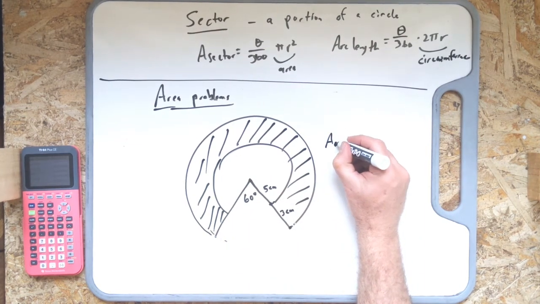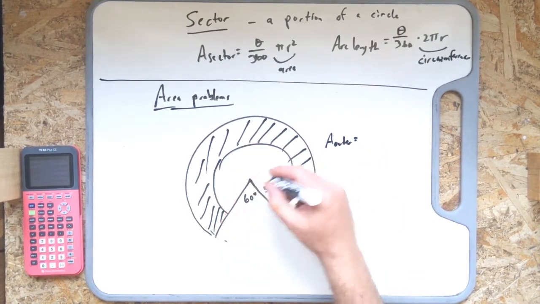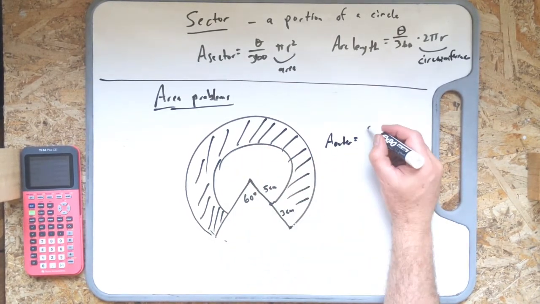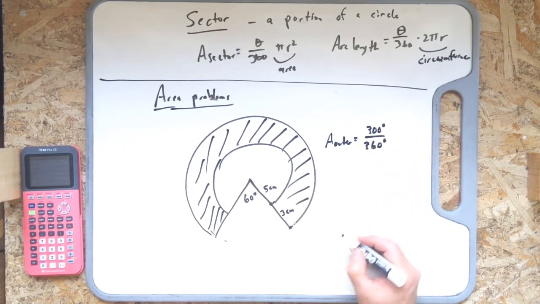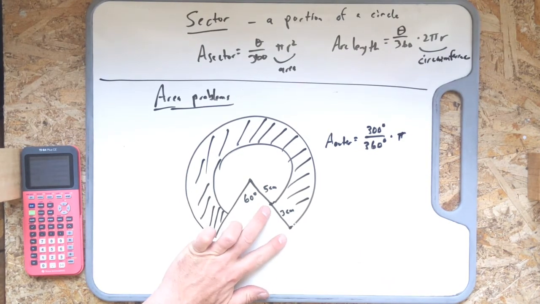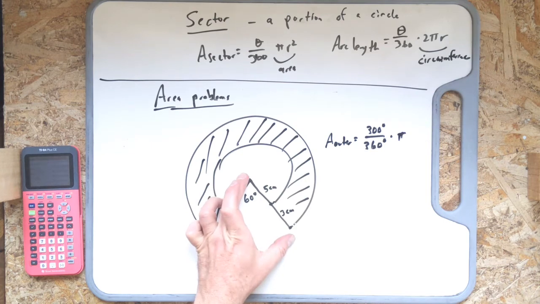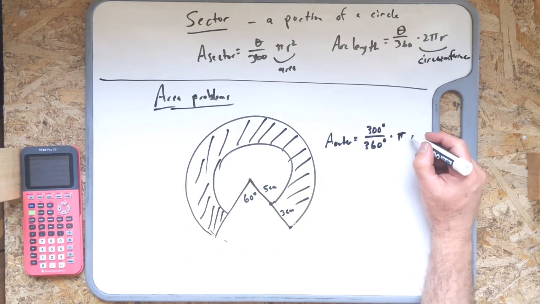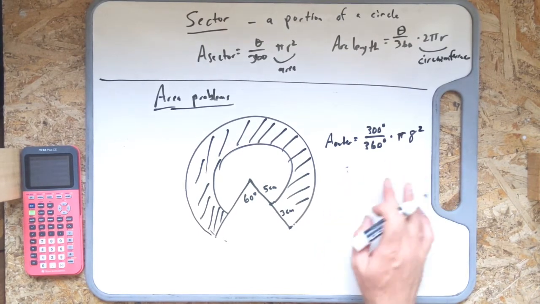So the area of the outer is the angle, first of all, which is 360 minus 60, or 300 degrees over 360, times pi r squared. Now r is not 3. You might immediately jump to thinking it's 3, but that is not the radius of anything, it's just the width of the ring. The radius is actually from here to here, or 8 centimeters. So I'll put 8 in there, squared. And that's the area of my outer part there.